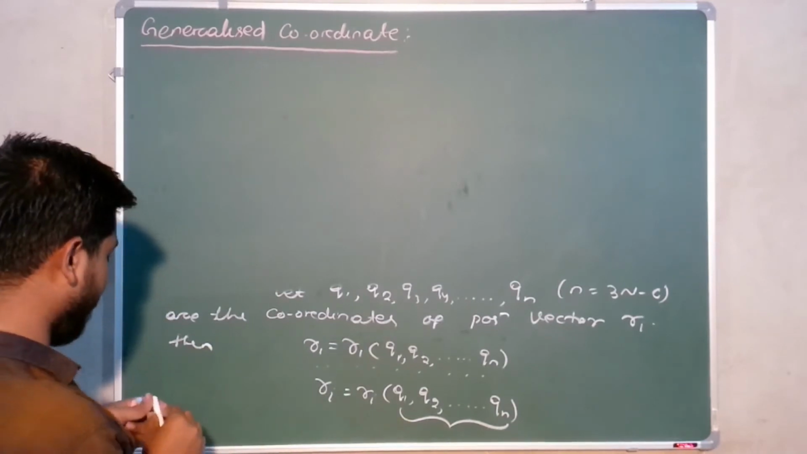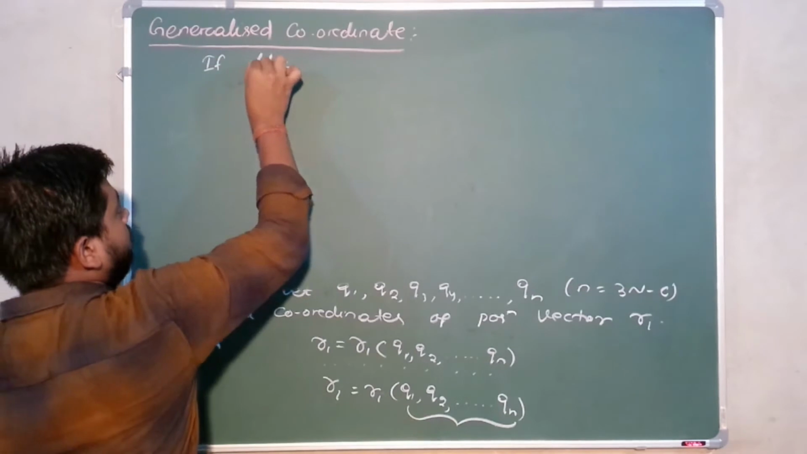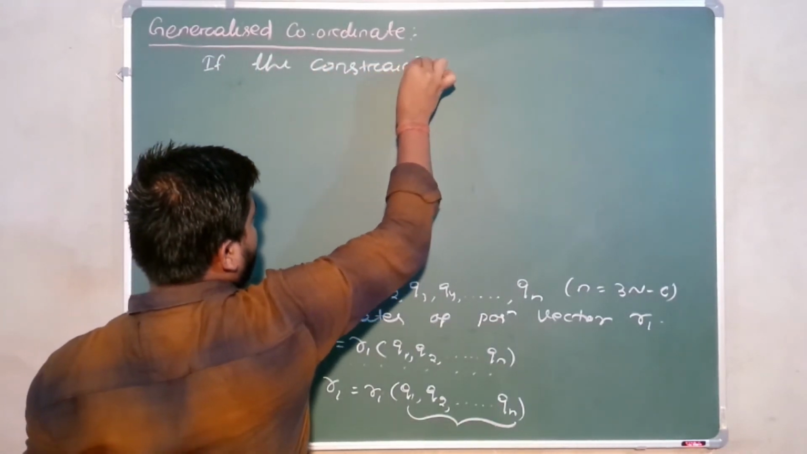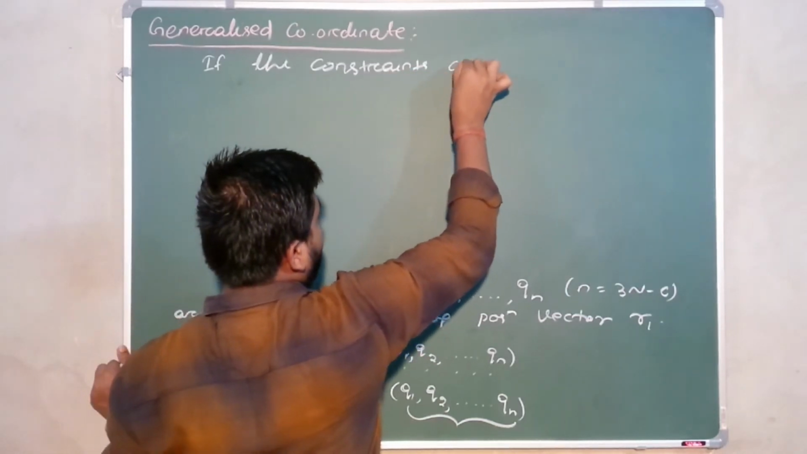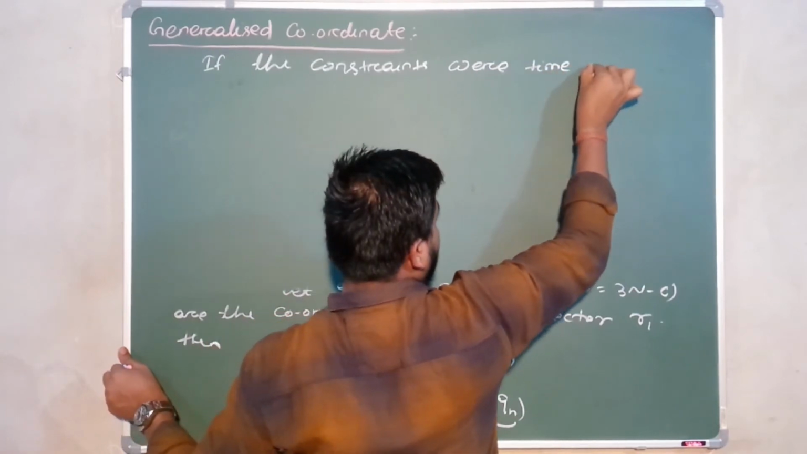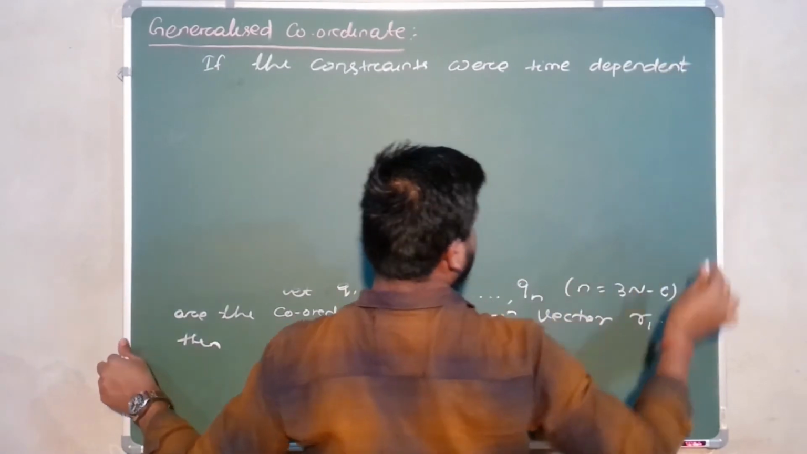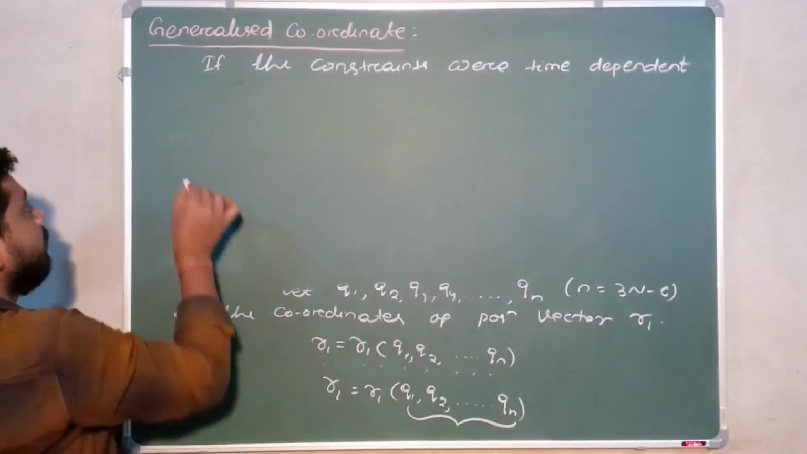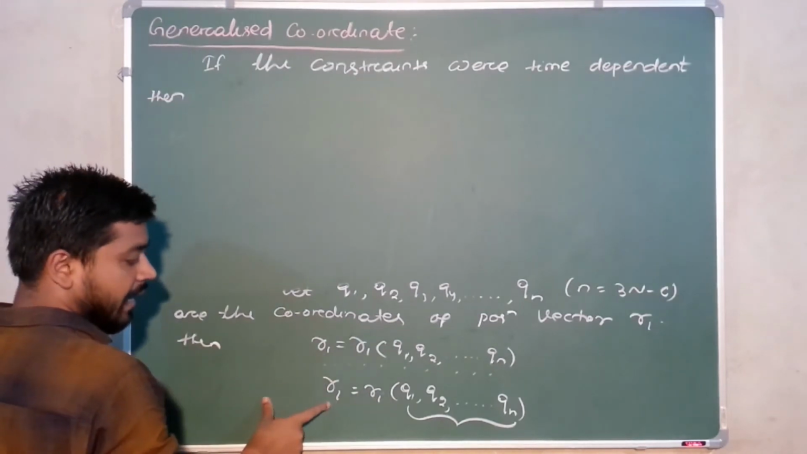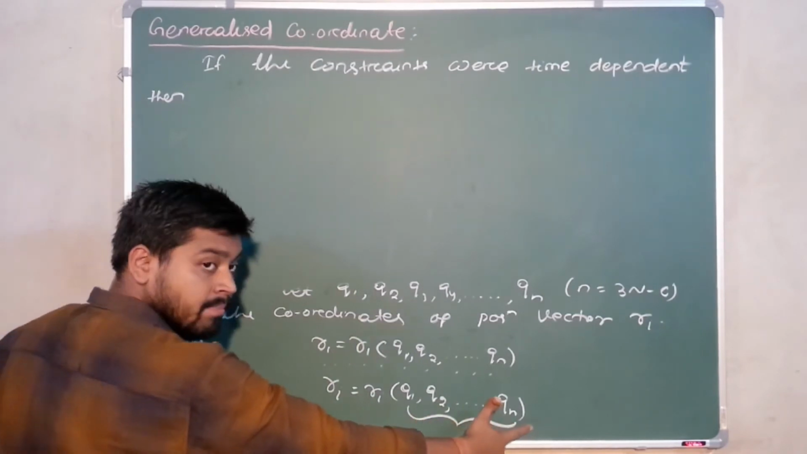Let's take, if the constraints were time dependent, then ri is a function of the generalized coordinates plus time. Yes or no?